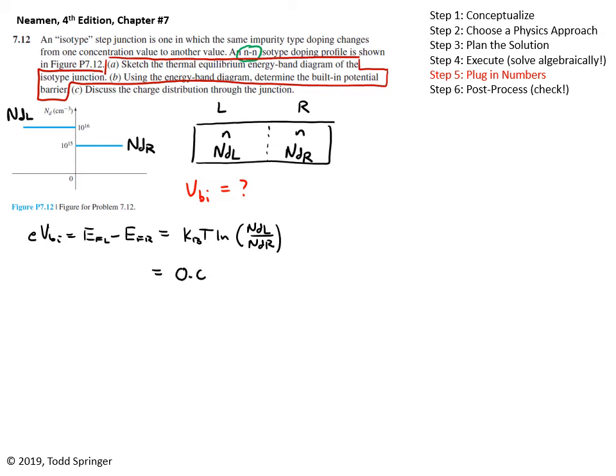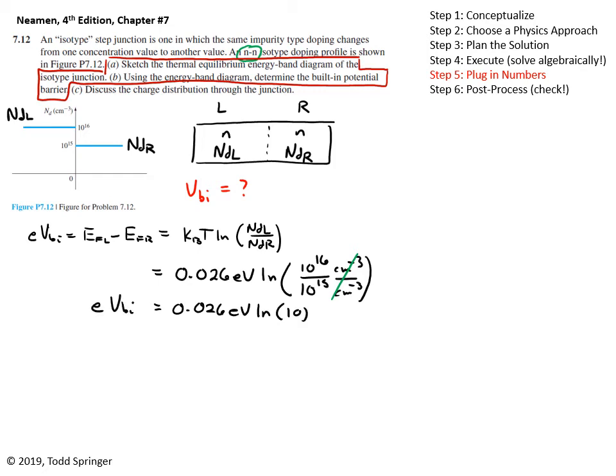At room temperature, kBT is as usual 0.026 eV. And then ND left over ND right, it's easy enough, 10 to the 16 over 10 to the 15 centimeters to the minus 3. The units on the top and the bottom are the same. So what's inside of the natural log has no units, which is as it should be. So I get 0.026 eV natural log of 10 is going to be equal to E times VBI.